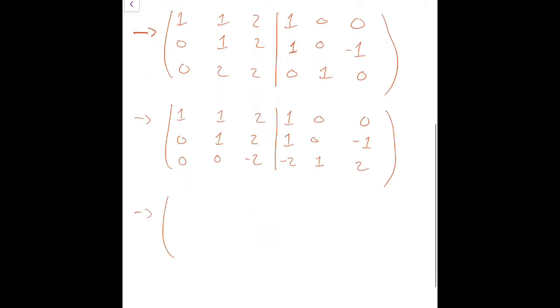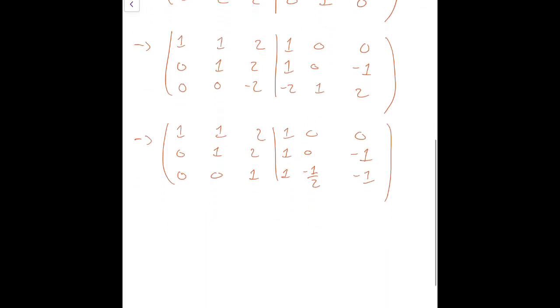Now I'm going to divide row 3 by minus 2. So (1, 1, 2, 1, 0, 0), (0, 1, 2, 1, 0, -1), and this is (0, 0, 1, 1, -1/2, -1).